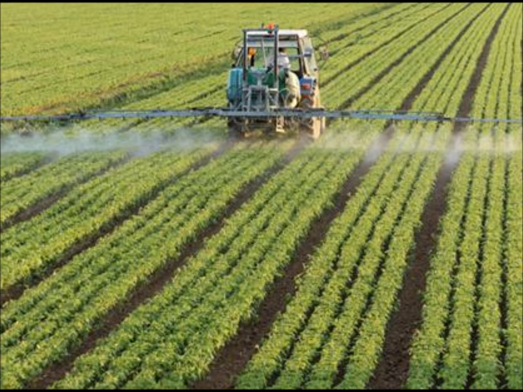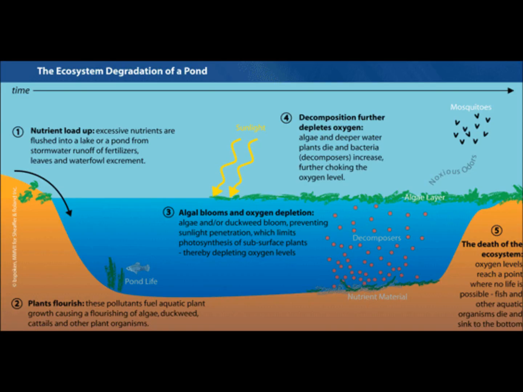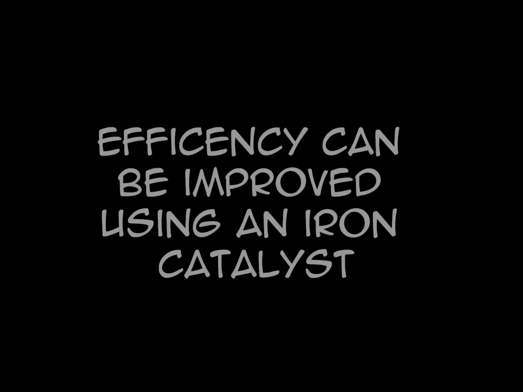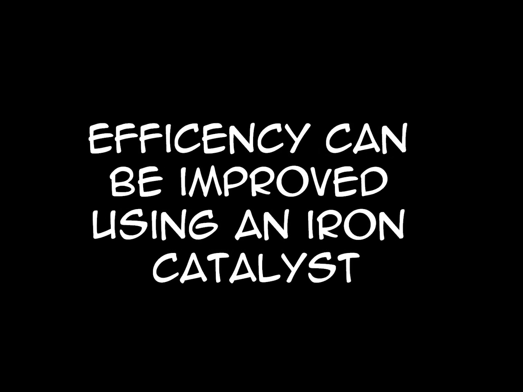Fertilizers increase crop yields, which is important for world food production. They can cause water pollution and eutrophication. Efficiency can be improved by using an iron catalyst, which speeds up the reaction without increasing temperature, so yield is not affected.